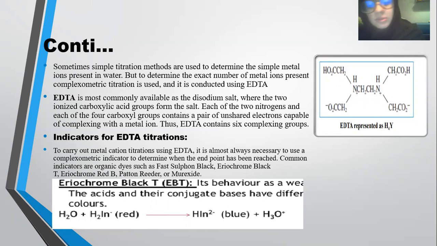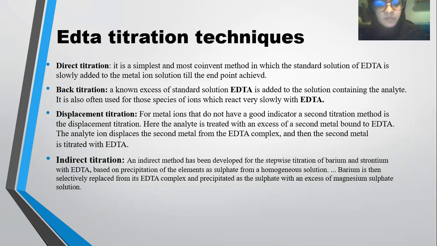It is almost always necessary to use a complexometric titration indicator to determine when the endpoint has been reached. Common indicators are organic dyes such as Eriochrome Black T, Eriochrome Red B, Murexide, and others. Here we will take the example of Eriochrome Black T. It shows the behavior of weak acids and their conjugate bases having different colors, where H2In- is red, when it is converted to HIn2- it is blue, and at the endpoint it will be blue. So, EDTA titration techniques.